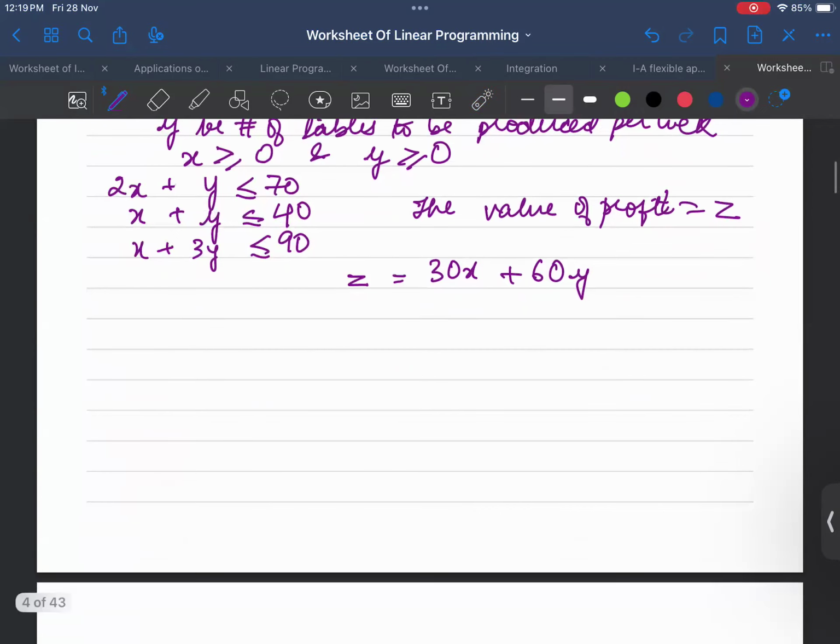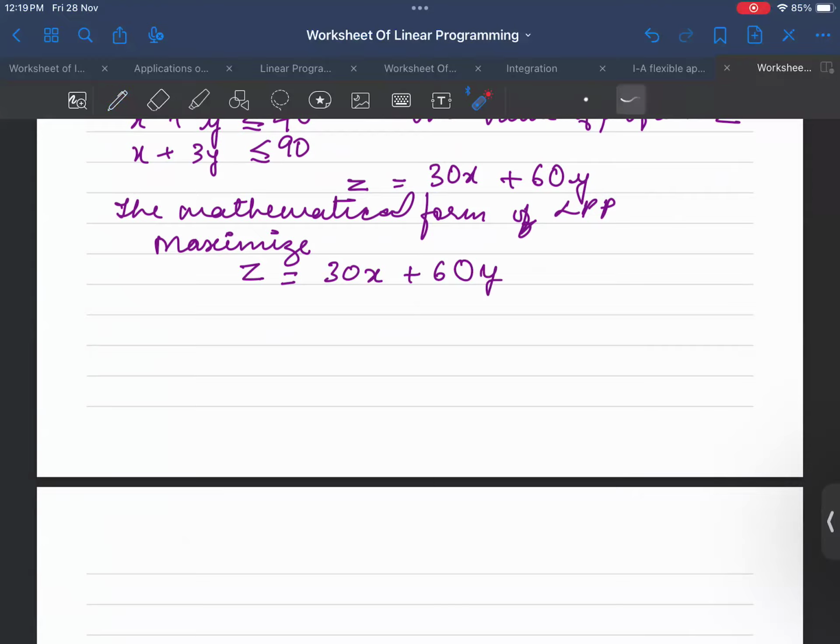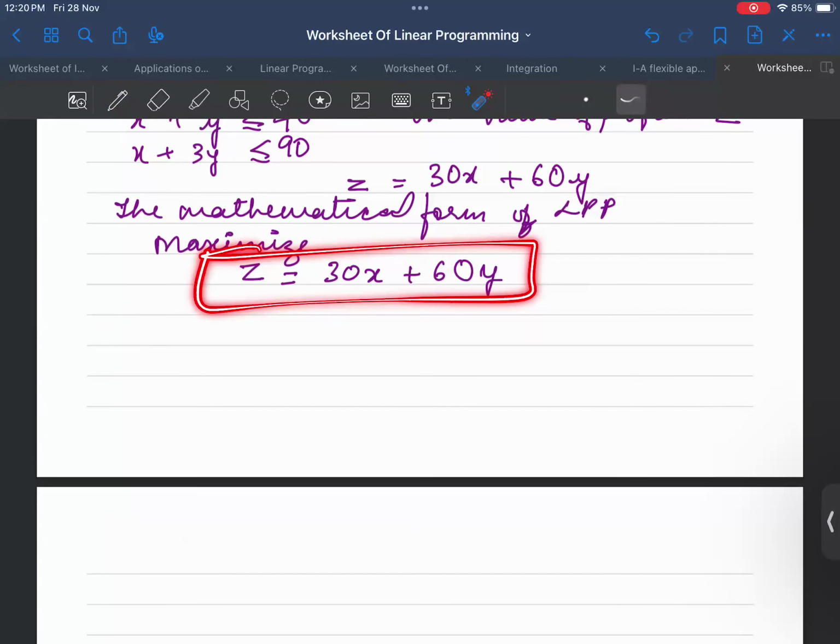Then, can I say the mathematical form of LPP? The mathematical form of LPP would be maximize. We have to decide first of all on the optimization. What is the optimization? Maximize. Why is it maximize? Because we want to get more profit. So that's what it will be, the maximize. And it's necessary to write maximize. Now, maximize Z equals 30x plus 60y. Please, in the exam, don't start only by Z. Always write the maximization.